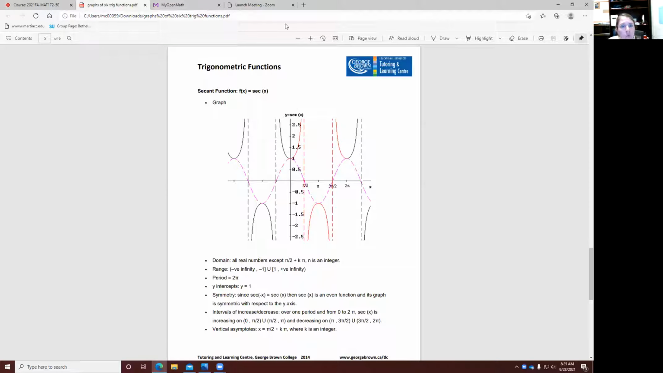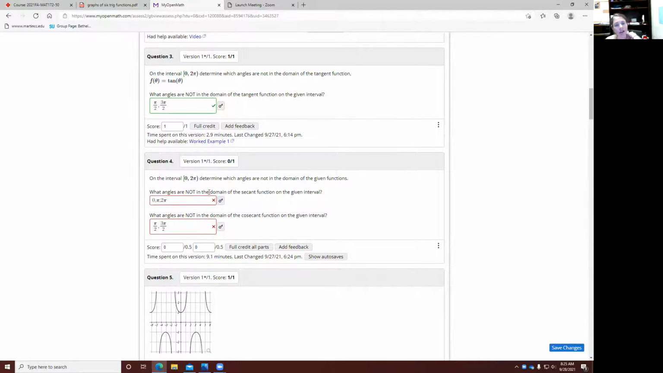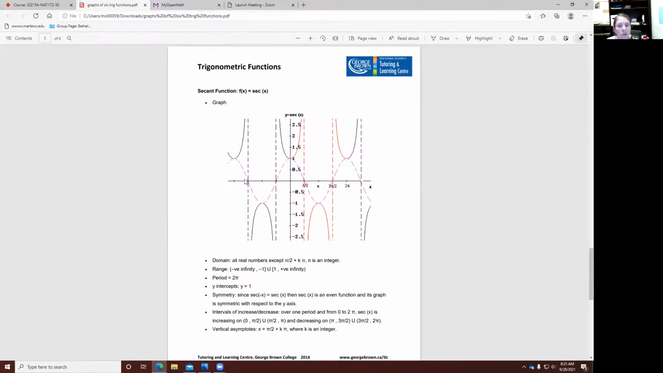One of the questions that you missed was question 4: what are angles not in the domain of the secant function on a given interval? If you look at the graph of the secant function, you can see here that it looks like this. It goes up on the 1, and it doesn't cover from pi over 2 and 3 pi over 2.